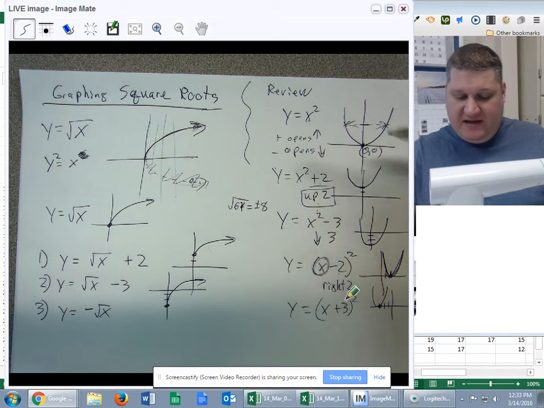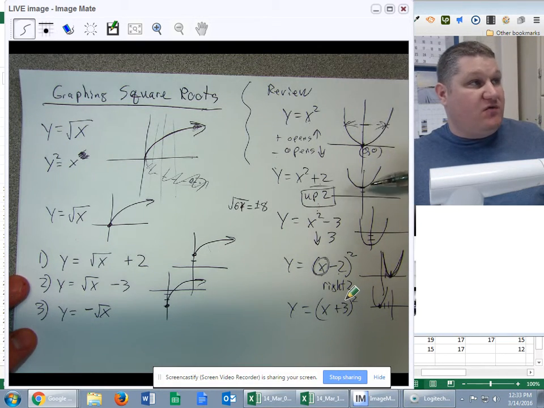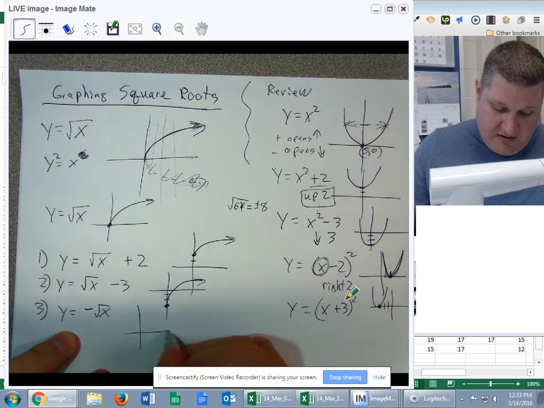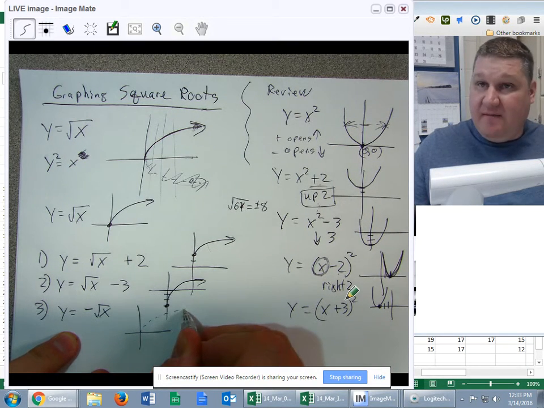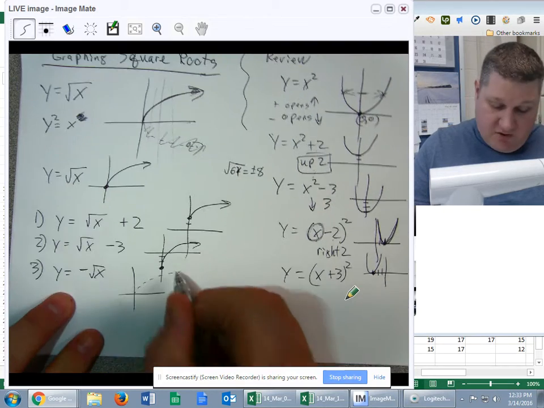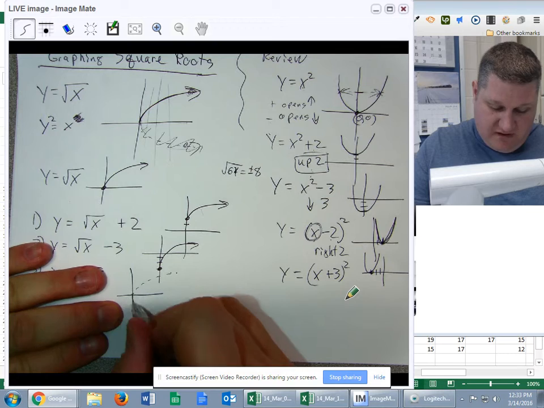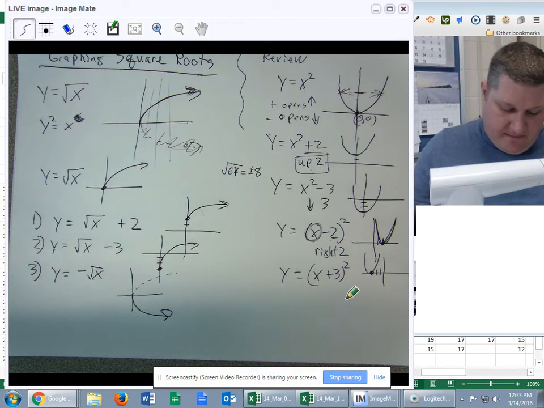Now, if I had negative y, it would flip it over vertically. Guess what it's going to do here? Instead of this, what do you get? Instead of going up, the negative makes it go down. It looks like that.